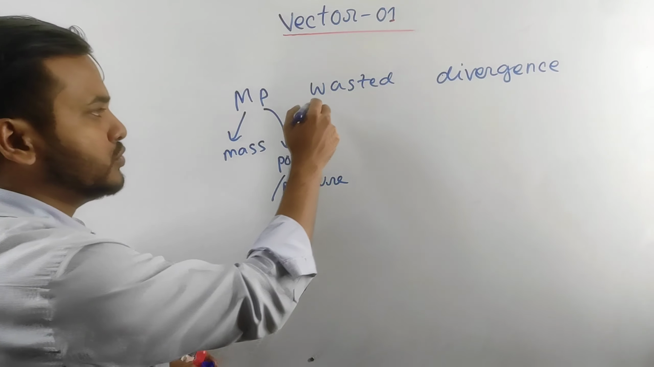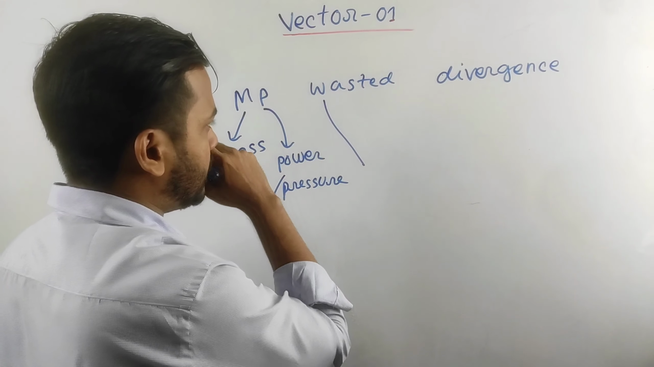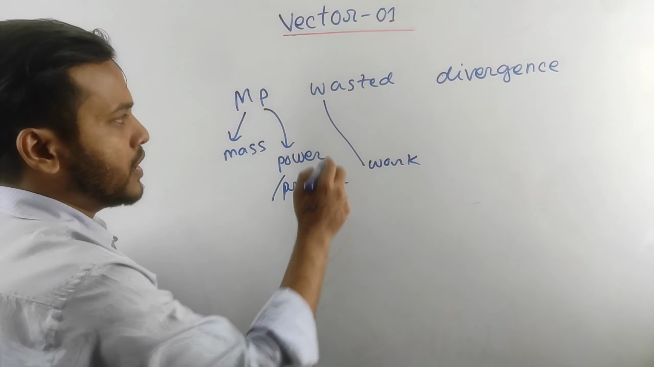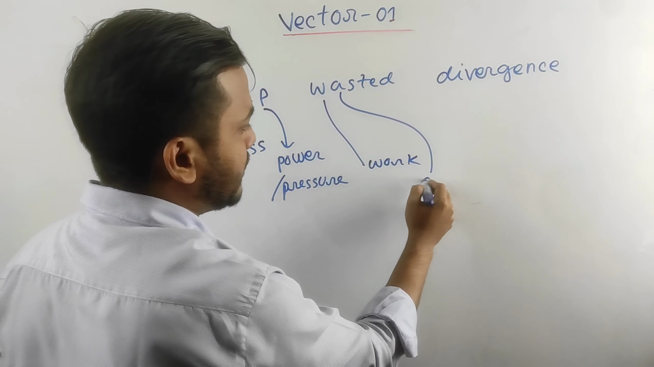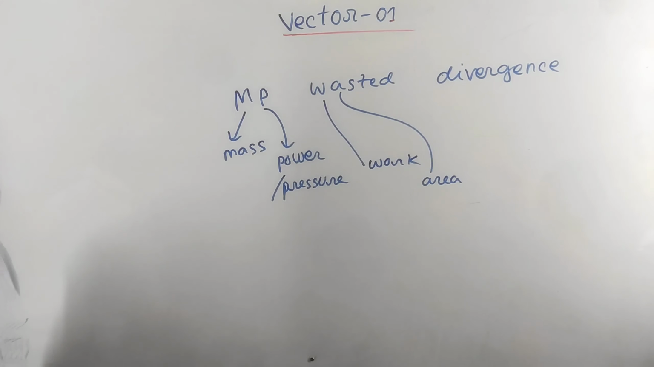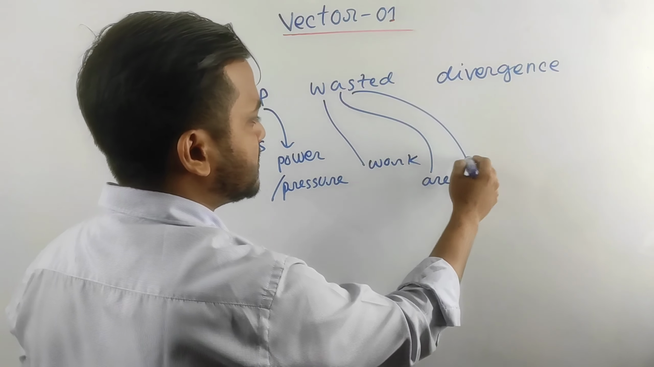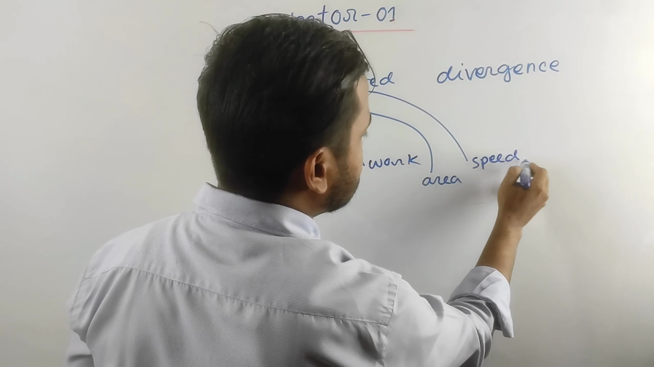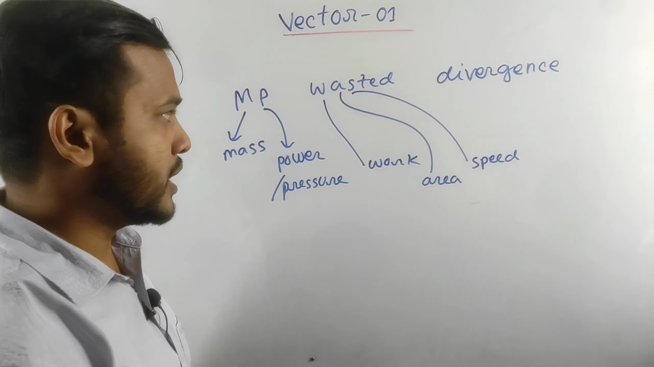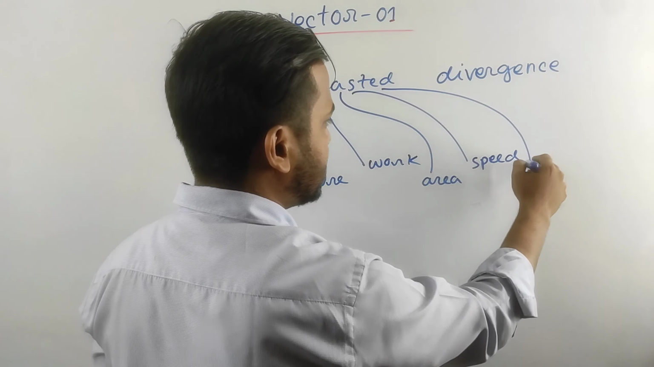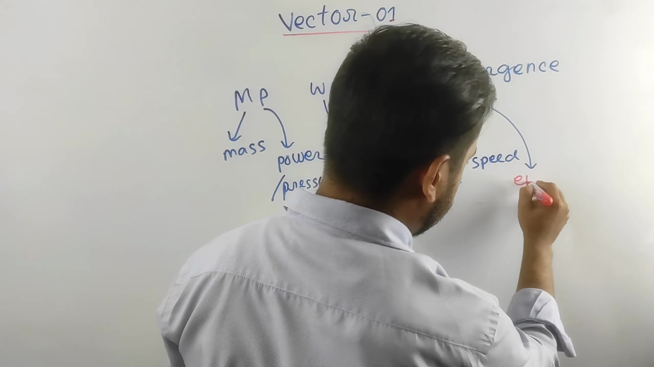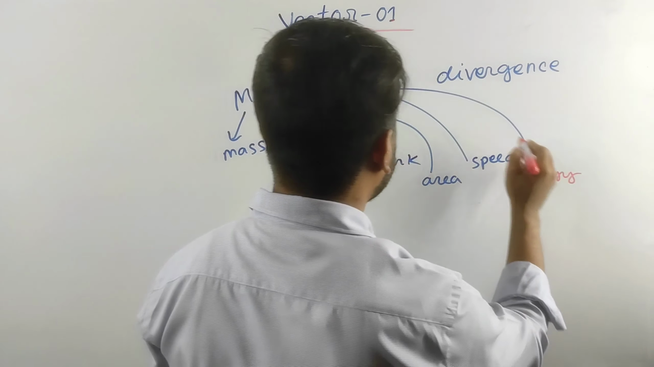Okay. Now W here means work. Work is a scalar quantity. A means area, which is a scalar quantity. Okay. S means speed, which is a scalar quantity, but velocity is a vector quantity. Now E, what is E? E means energy. Okay, so energy is a scalar quantity. What is D?